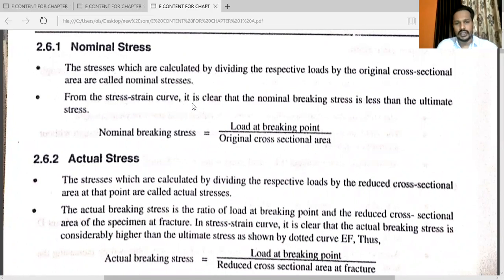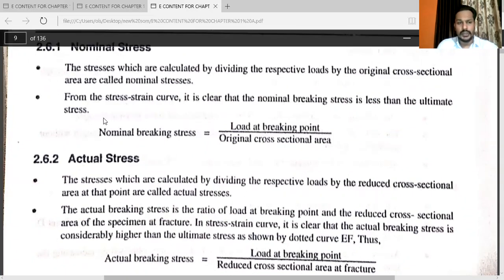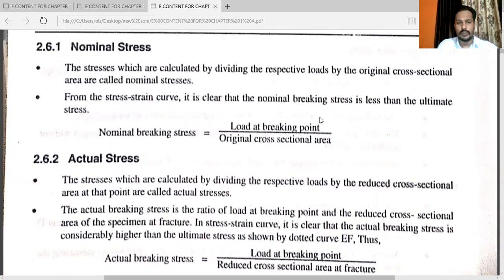From the stress strain curve, it is clear that nominal breaking stress is less than ultimate stress. So nominal breaking stress is equal to load at breaking point upon original cross-sectional area. See, again I am telling you, please highlight each and every formula because every formula is required to solve the problem. Please make a list of all the formulas so you will solve the problem very perfectly.